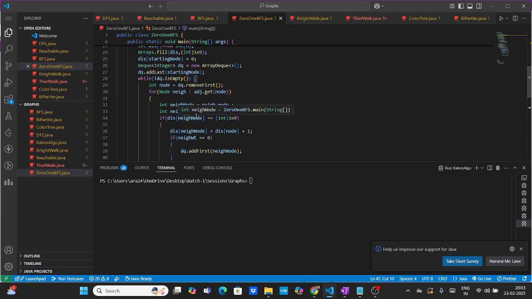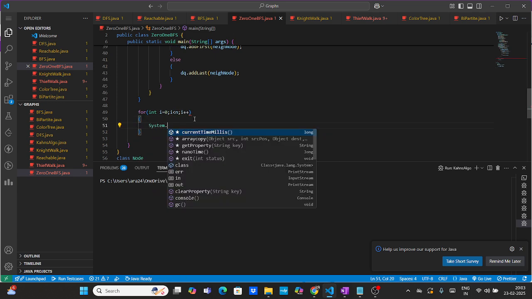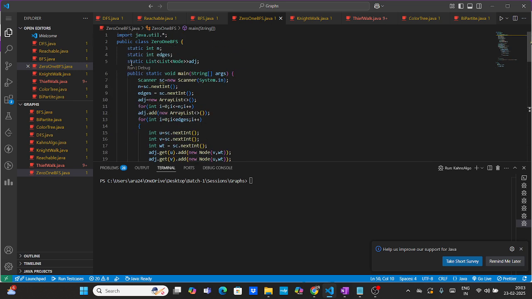Okay, probably we should print the result. For integer i, System dot out dot println node, distance of. Okay, we have printed just the distance. Now quickly we shall run the program and see what we get.